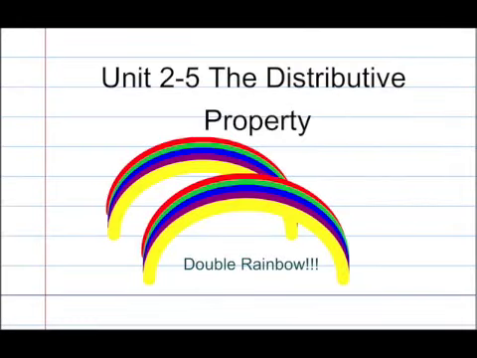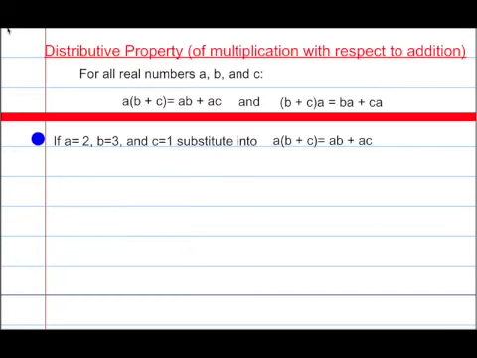Okay, Unit 2-5, the distributive property. Double rainbow is how we remember it. So, distributive property of multiplication with respect to addition. For all real numbers a, b, and c, a times b plus c is equal to ab plus ac. All they did right there was they said a times b got ab, a times c got ac. Here they want you to understand that you can also go backwards.